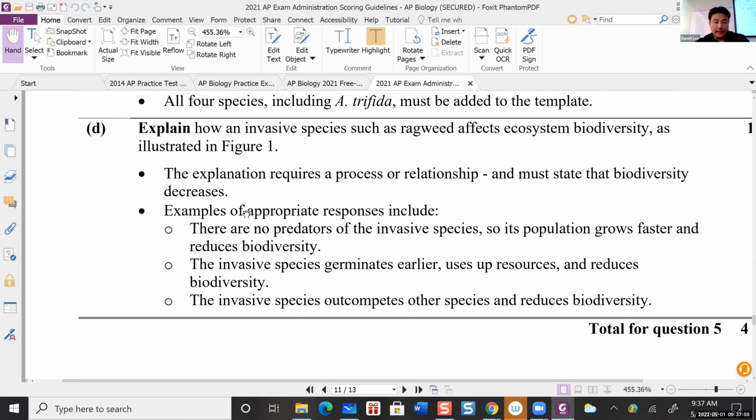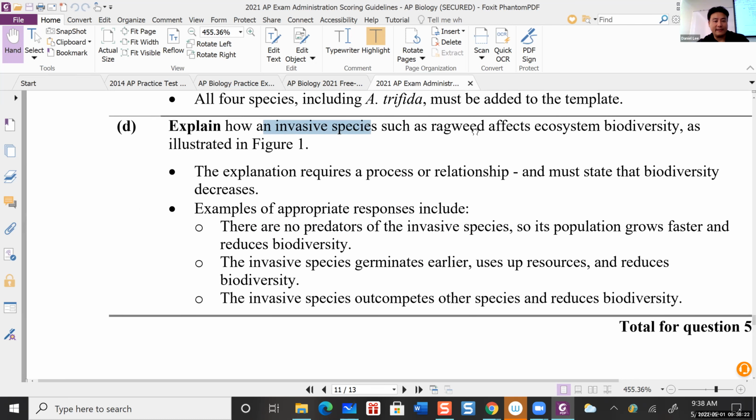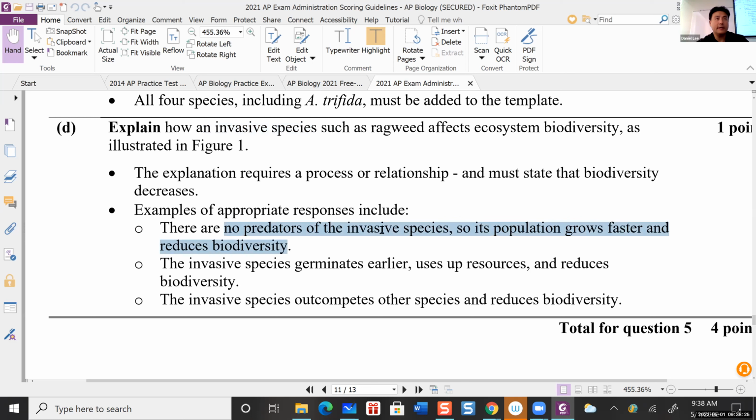You can talk about, for example, there's no predator of the invasive initially, right? When they first show up, nobody knows what to do with them. So there's just a new organism. There's no predator that's been feeding on them or preying on them, right? But you make sure you answer the question. You can't just say there's no predator without talking about biodiversity. You've got to connect that to biodiversity. So what about if there's no predator? That means that it has an unfair advantage to grow without predation, right? And that would utilize the resources otherwise available for other species. So you want to talk about that.